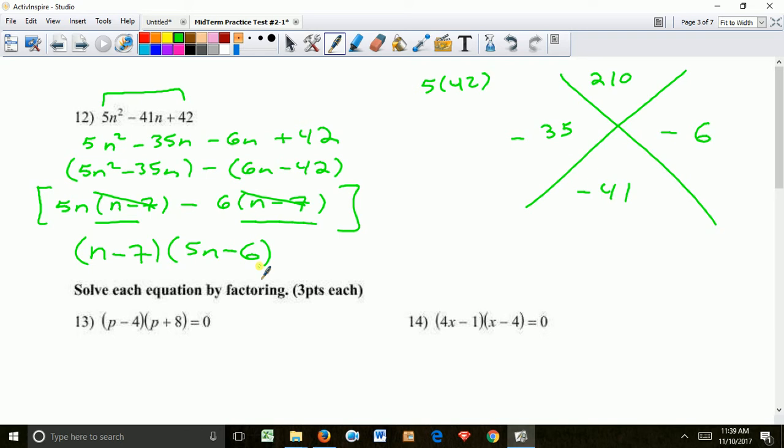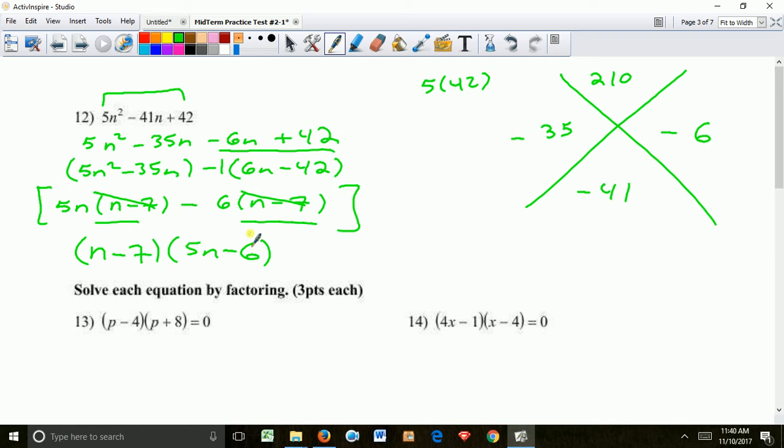Yes, ma'am? Why did you change plus 42 to minus 42? Because if you redistribute the minus sign, you should get the original expression back. Negative 1 times 6n is negative 6n. Negative 1 times negative 42 is a positive 42. Other questions?